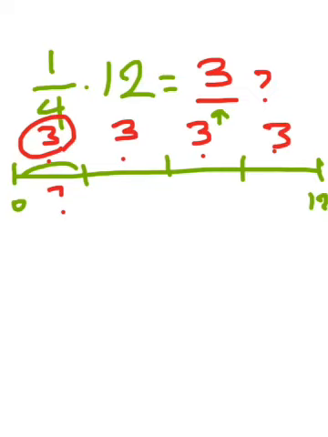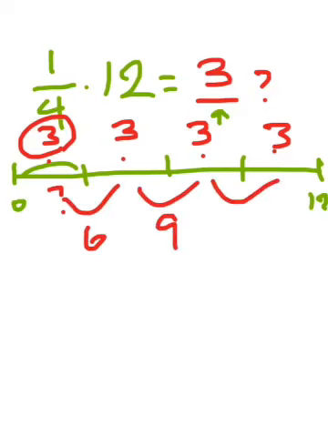And if that's true, is 1/4 of 12 equal to 3? Well, we know that that makes 6, and that makes 9, and together that makes 12. So yes, each 1/4 of 12 would be 3. So that's true. I'm going to go ahead and stop the video there.